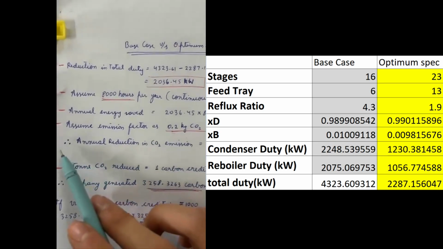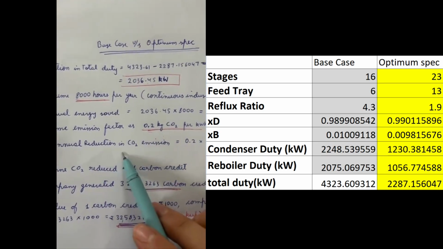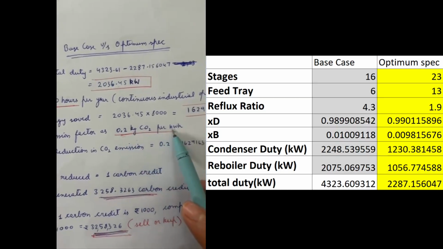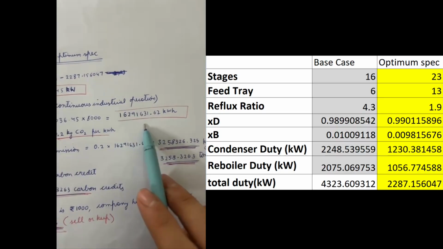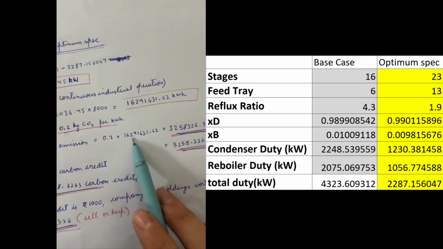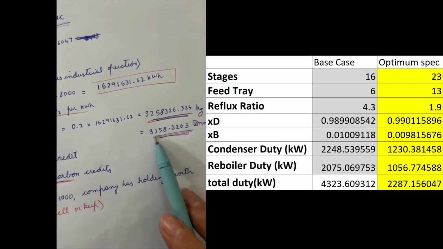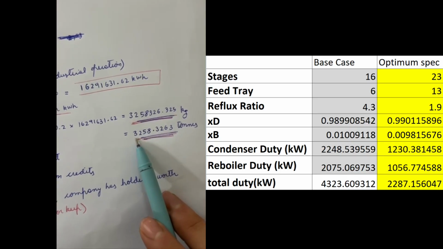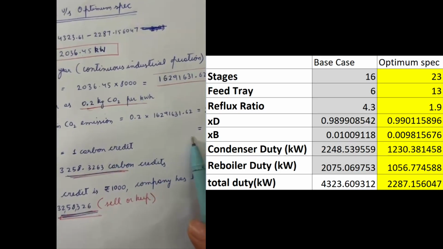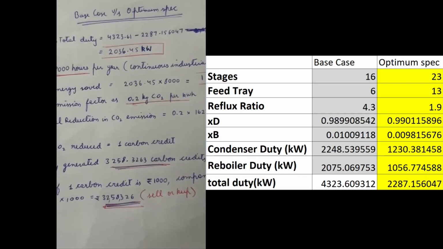Alright, and therefore annual reduction in CO2 emission is 0.2 kg CO2 per kilowatt hour into annual energy saved, which is this. So we get about 3,258 tons of CO2 prevented.